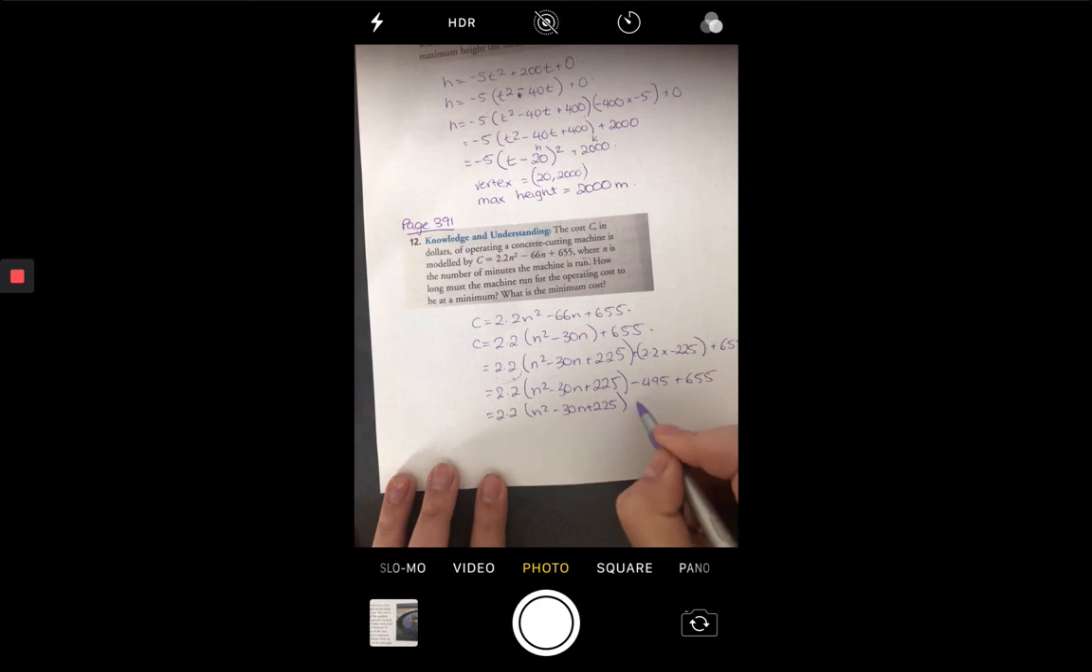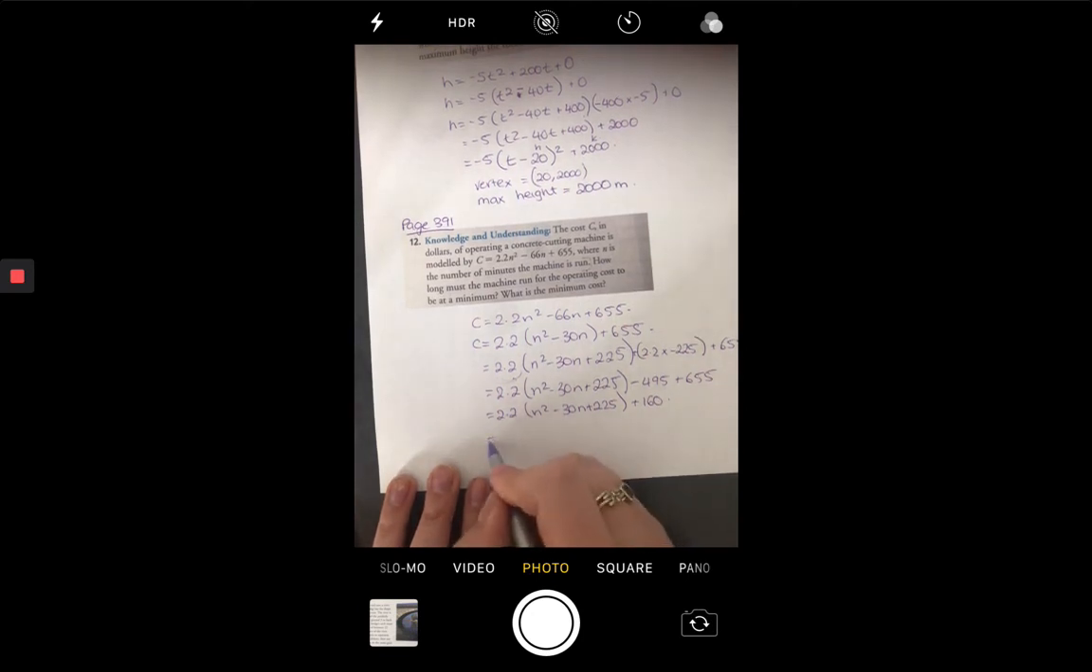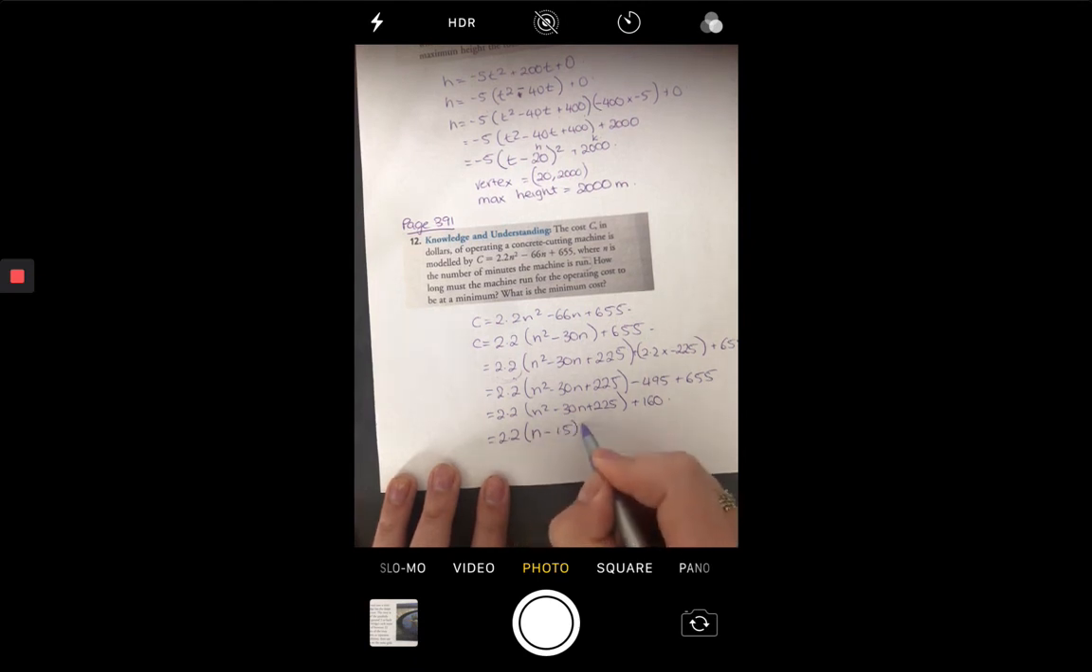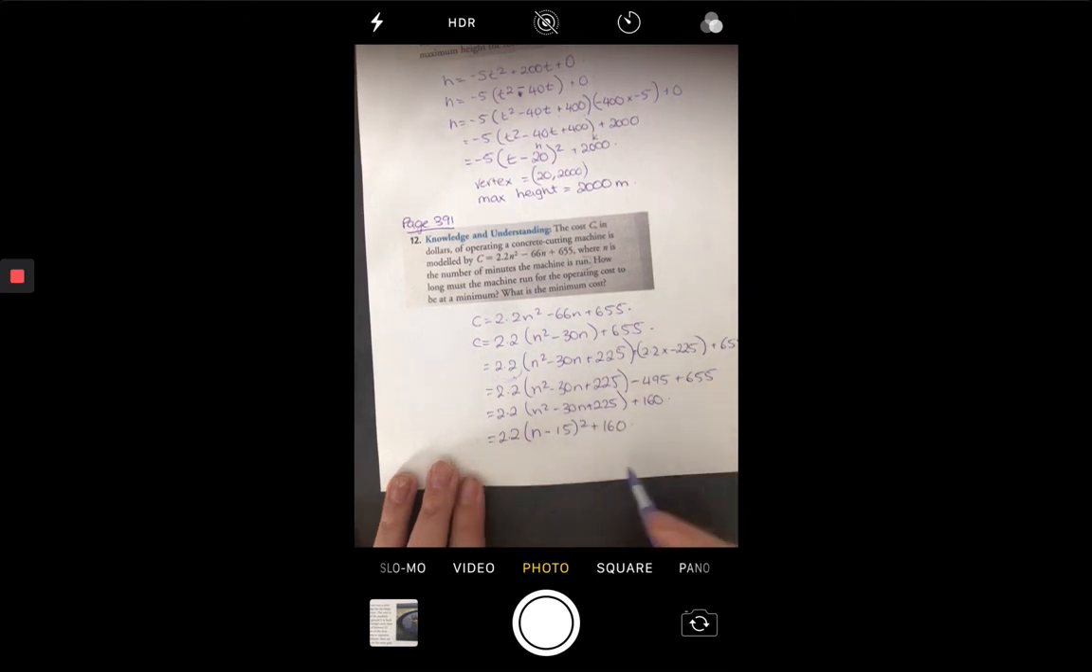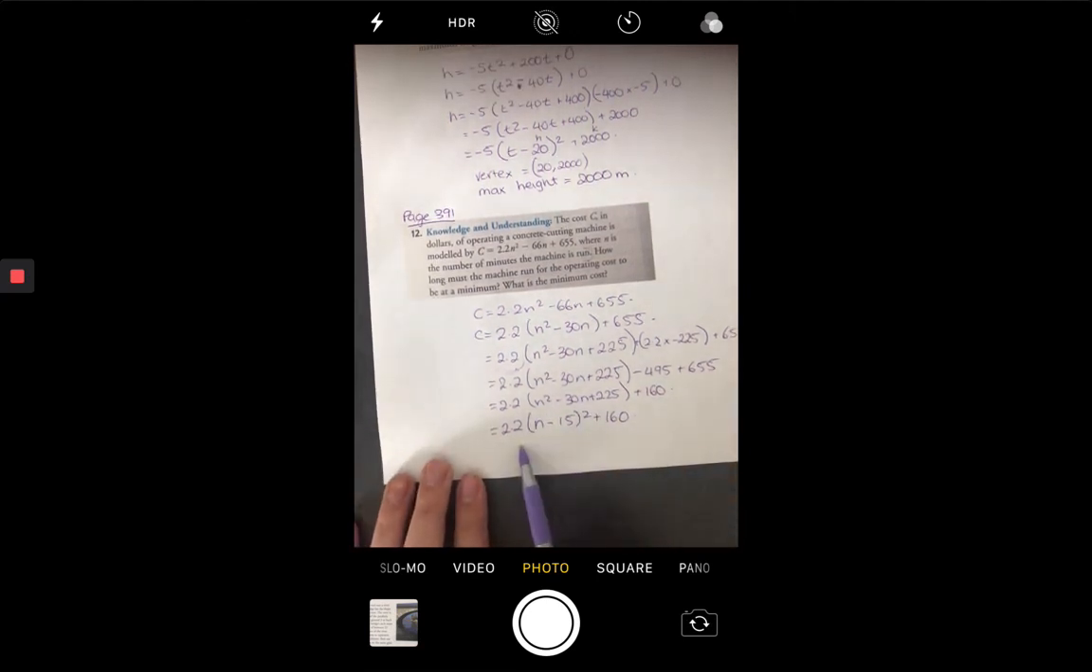That is 160. Alright, now let's factor our perfect square. And we get n minus 15 squared plus 160. Again, we can see now we have it in vertex form. So we can see that our vertex is (15, 160).